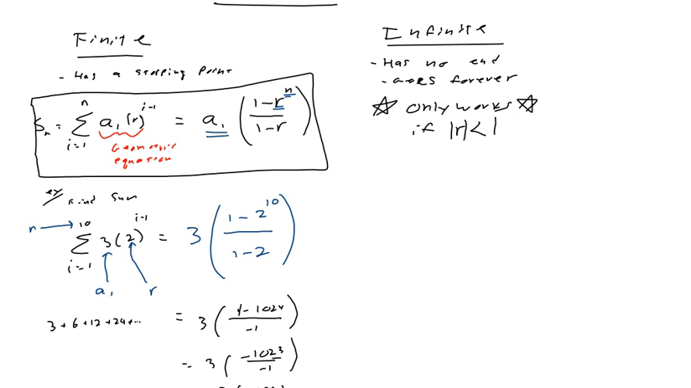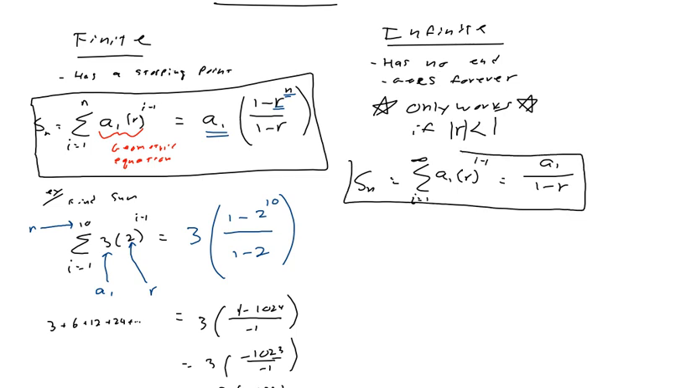And so the sum of this, if you have a sum formula from i equals 1 to infinity of a1 times r to the i minus 1, the equation for this one is a1 divided by 1 minus r. That's the sum. a1 divided by 1 minus r.